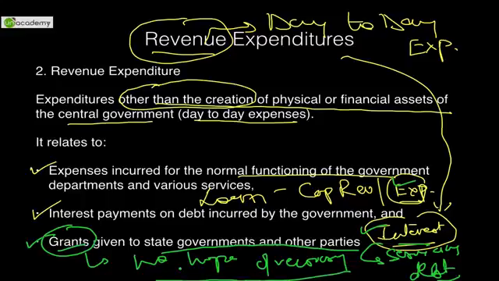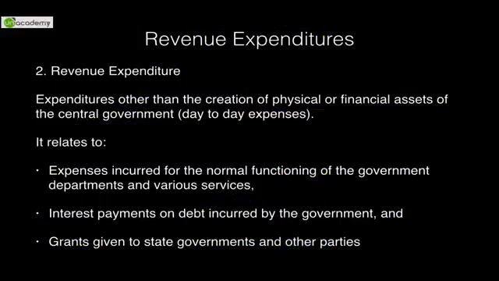So grants are given to state governments. It is also a kind of expenditure charged on the public exchequer. Hence, all these three types of examples are classified under revenue expenditures.